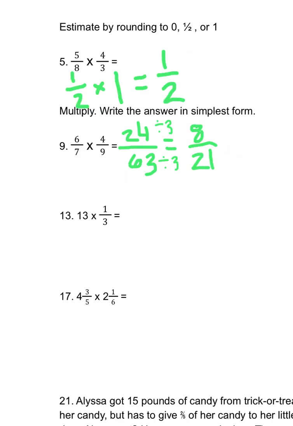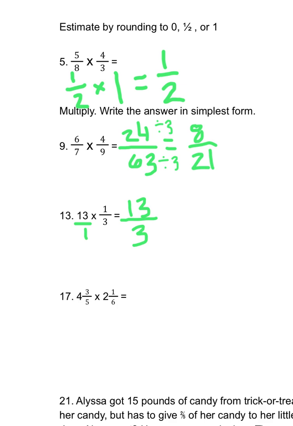Alright, number 13. We have 13 times 1/3. So remember, when we have a whole number, we can always turn it into a fraction by putting it over 1, because 1 goes into 13 times. So again, numerator times numerator. 13 times 1 is going to give us 13. Over 1 times 3 is 3.